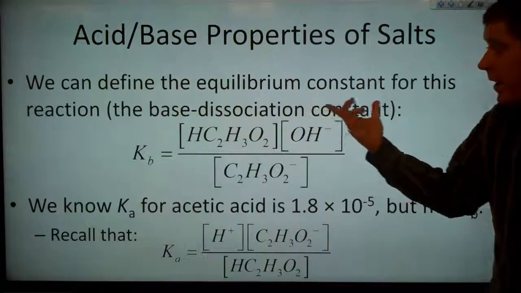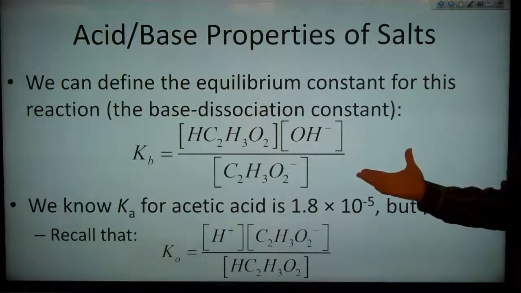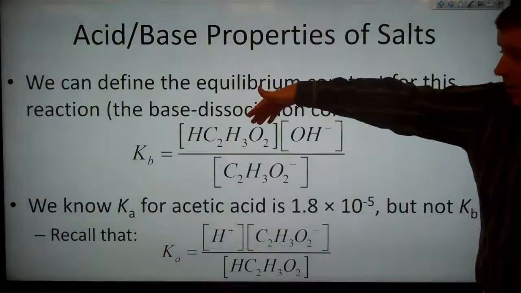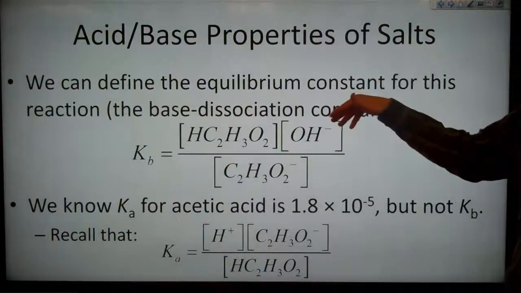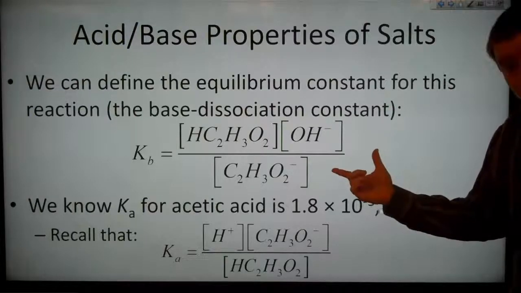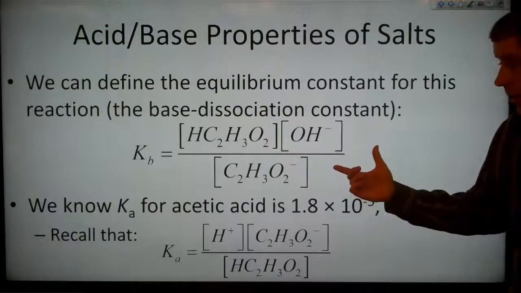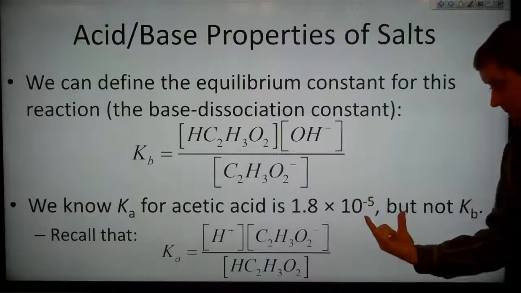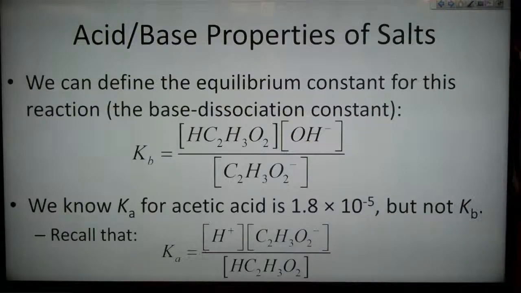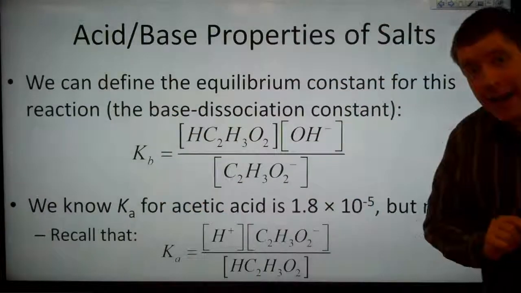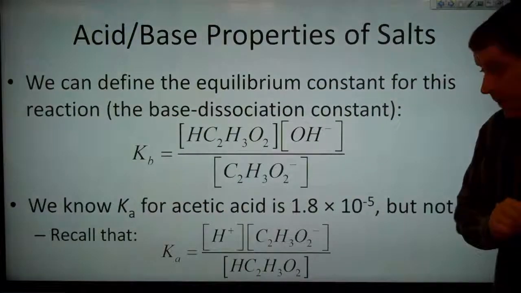So we can then define our equilibrium constant for this reaction, our base dissociation constant, as Kb is equal to the product concentrations, the acetic acid times hydroxide ion, divided by the reactant concentrations, our acetate ion. Again, we've left off the water here because it's a pure liquid. And we know that Ka for acetic acid is 1.8 times 10 to the minus 5. But we don't know what Kb is, because Kb is not the same thing as Ka. They're related, but they're not the same thing.